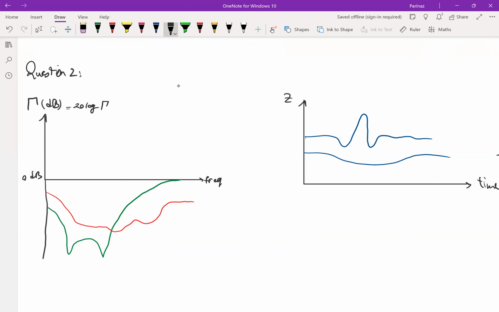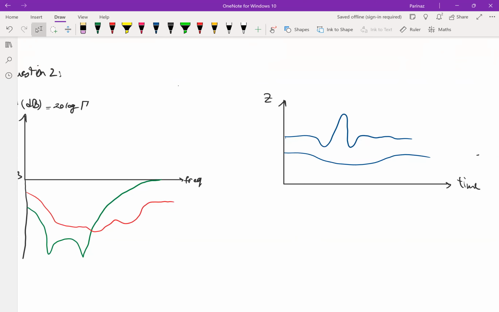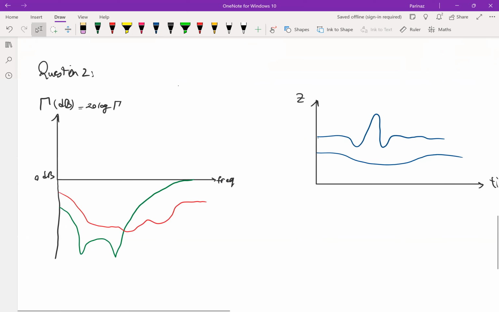So we have two devices here. One of them has a reflection coefficient in the frequency domain as a green line, and the other one as a red line. Now, in another part, this is the reflection coefficient, and we are interested to know the TDR, or the impedance in the time domain. And we have two lines here. Which one corresponds to what in here, basically from the green and the red?